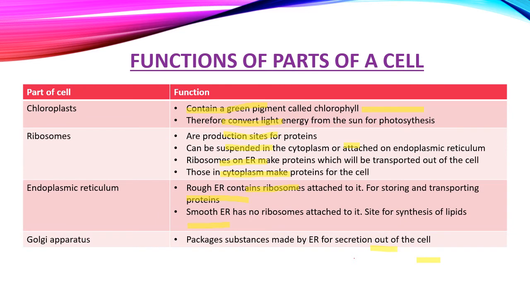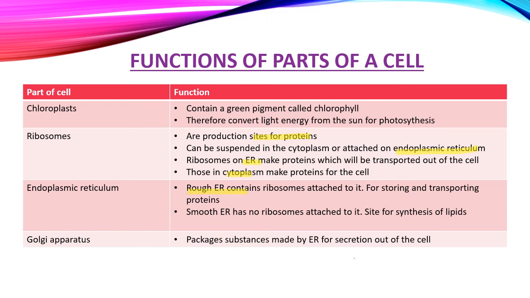Chloroplasts. Chloroplasts contain a green pigment called chlorophyll and therefore convert light from the sun for photosynthesis. The ribosomes. Ribosomes are production sites for proteins. They can be suspended in the cytoplasm or attached to the endoplasmic reticulum. Ribosomes on the endoplasmic reticulum make proteins which will be transported out of the cell, whilst those in the cytoplasm make proteins for the cell.